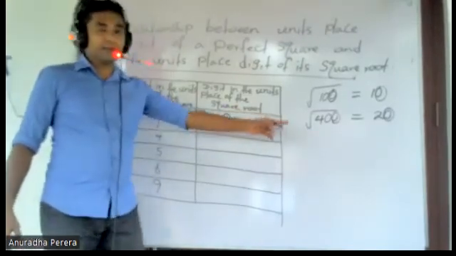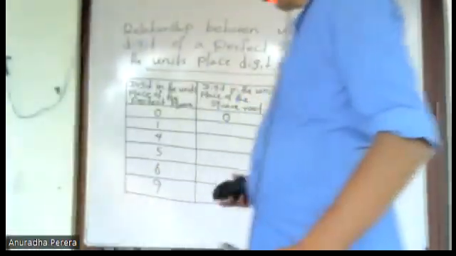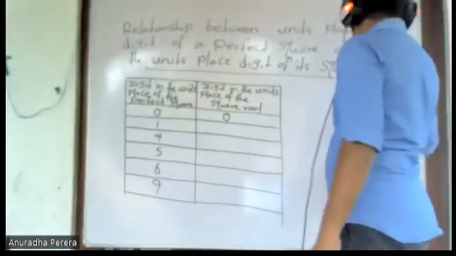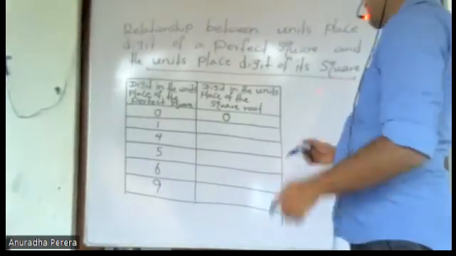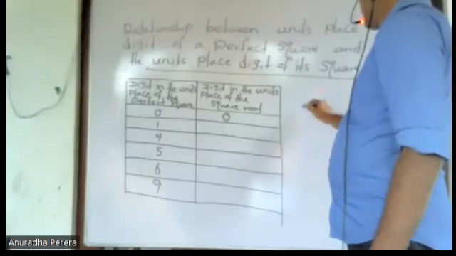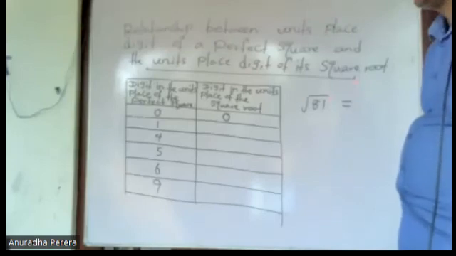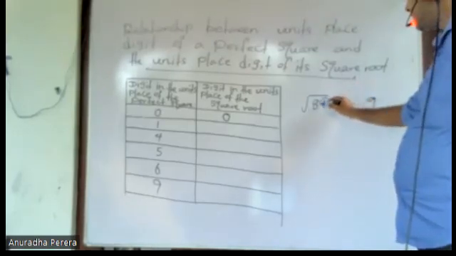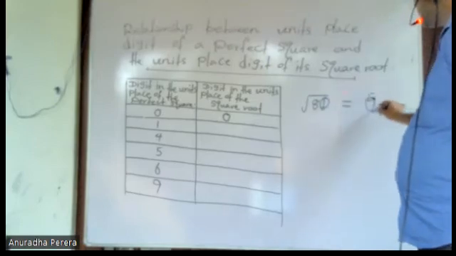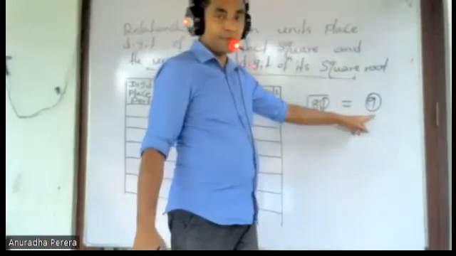Did you understand this easily, children? Yes, sir. Right. Now if this one is 1, look at 1, as an example, 81. What is the answer? 9. When the unit place of the perfect square is 1, the unit place of the square root is 9.